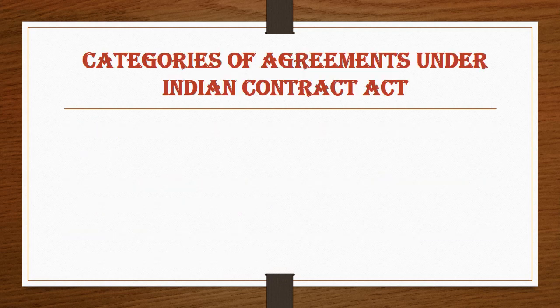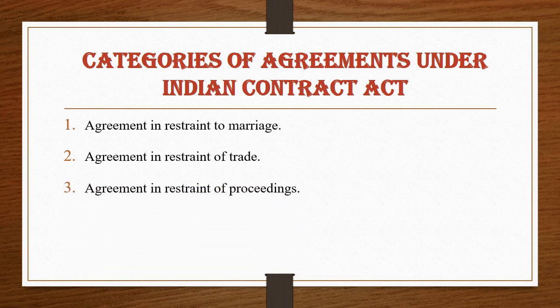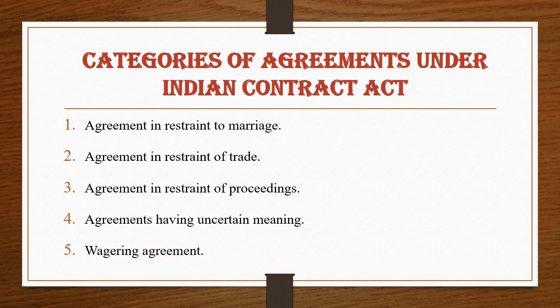Categories of agreements under the Indian Contract Act which are expressed as void agreements. First one, agreement in restraint of marriage. Second one, agreement in restraint of trade. Third one, agreement in restraint of proceedings. Fourth one, agreements having uncertain meaning. And the last one, wagering agreement.